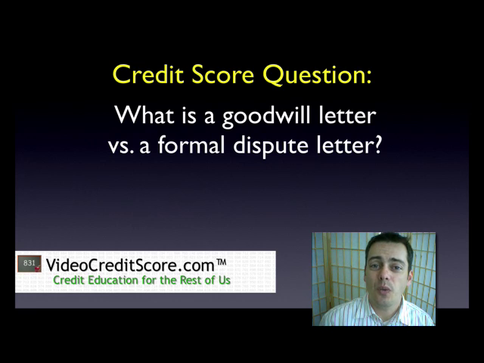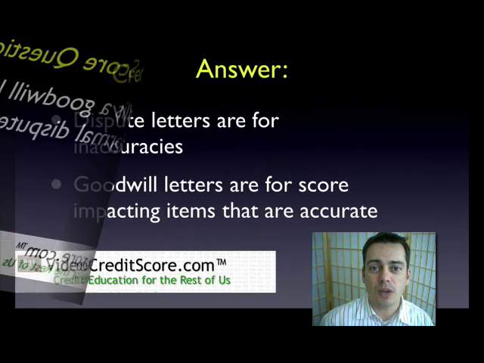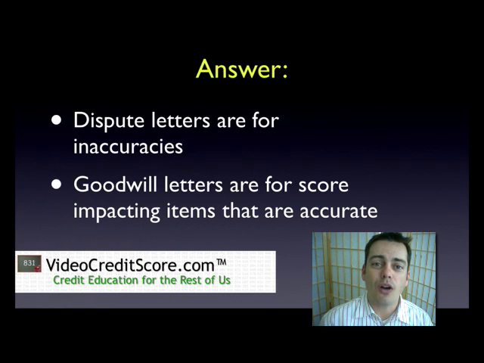Today's question is, what's the difference between a dispute letter and a goodwill letter, and how are these going to impact my credit score? So let's jump into it. Dispute letters are for dealing with inaccuracies. You can send these to the credit reporting agency, or you can also send them to the credit card companies if you're trying to dispute something that you believe is incorrect or inaccurate. They're not for trying to actually get something that's accurate removed.